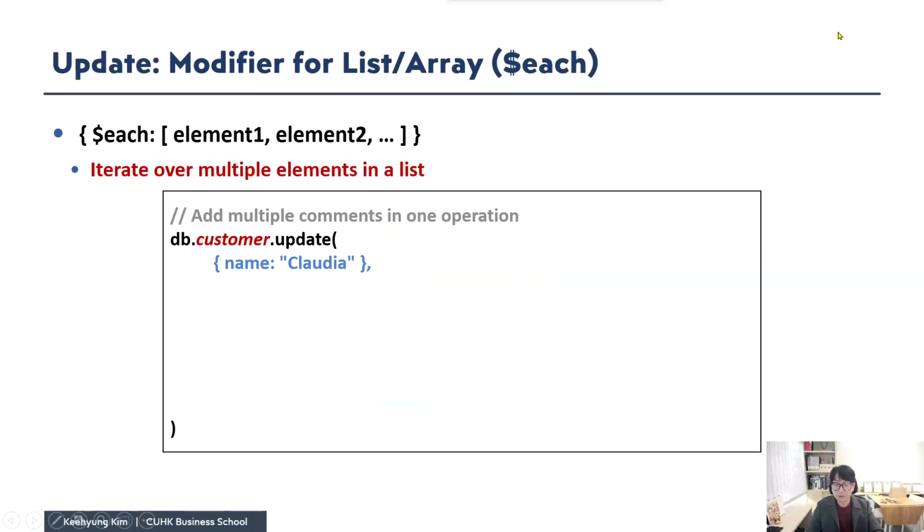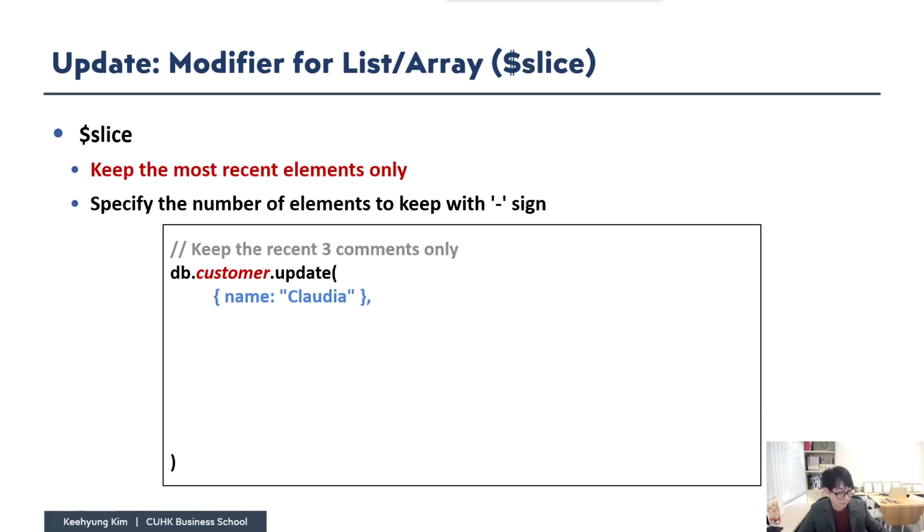But it's possible you may want to add multiple elements at just one time. Then you can also use the each operator together with the push operator. If you use the each operator and specify a list of elements, then the operator before each will be iterated over multiple elements in the list. So basically, in this case, if you want to add 2 comments at the same time into a comments list, then you can specify the code like this.